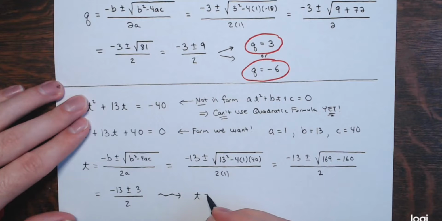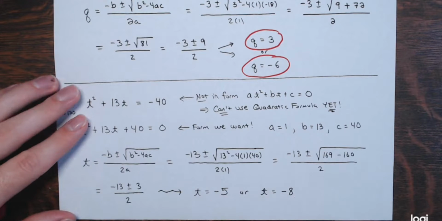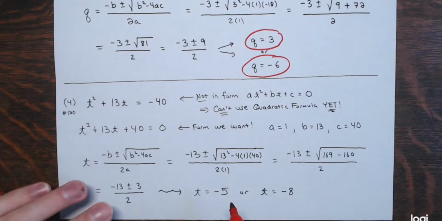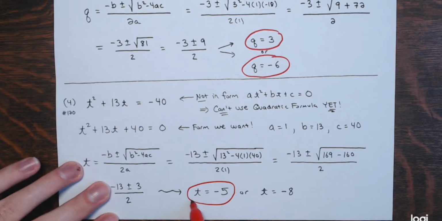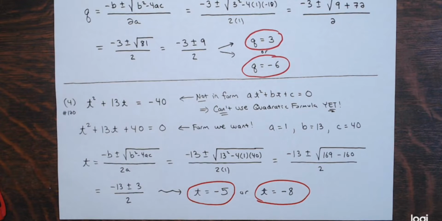One of those is with the plus, right? Negative 13 plus 3 would be negative 10, divided by 2 would be negative 5. And then negative 13 minus 3 would be negative 16, divided by 2 would be negative 8. So the solutions are negative 5 and negative 8. And they should work. And again, please check them out.